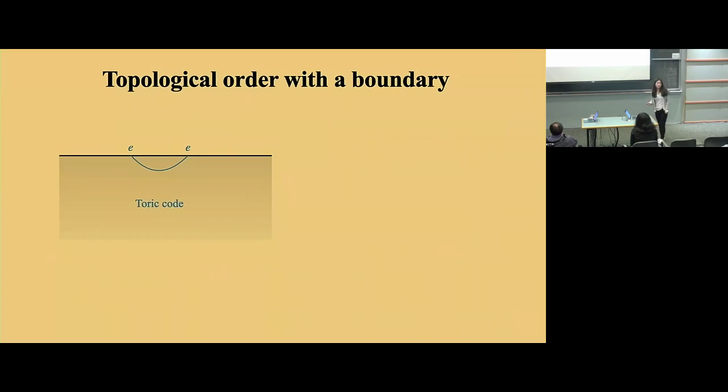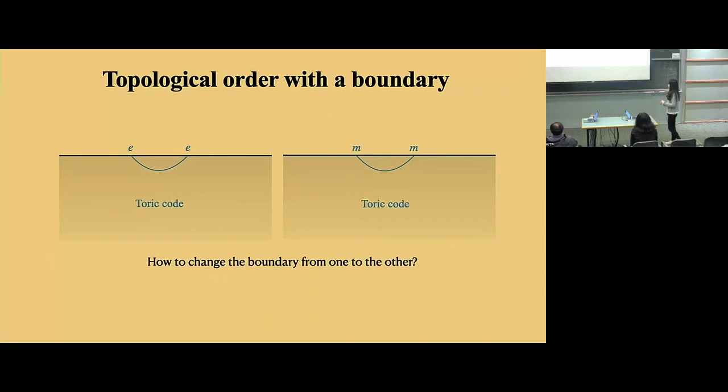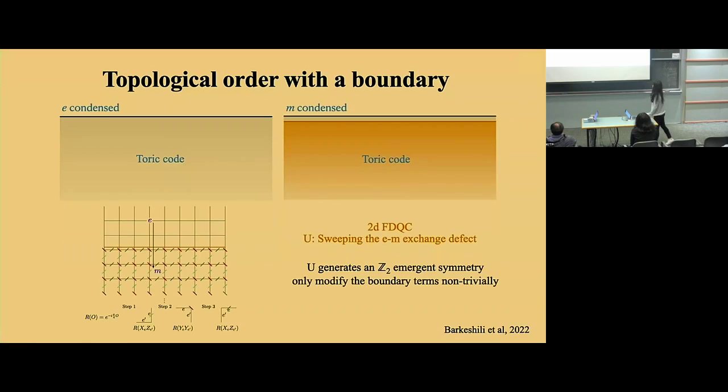So still, let's start with the simplest example, this toric code model. One of the obvious gapped boundaries is this e-condensed boundary. And another one is this m-anyon condensed boundary. So let's ask, how can we change the boundary condition from one to another? And the answer is there is a 2D circuit, which I just reviewed, that can change the boundary condition type. And indeed, if your toric code is defined on the torus, this is a Hadamard gate, but since it has an open boundary, it changes the boundary condition.